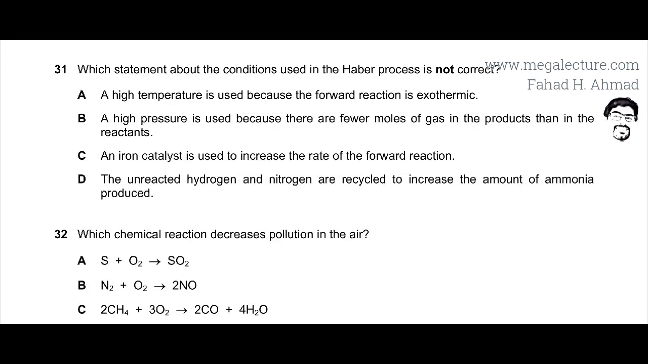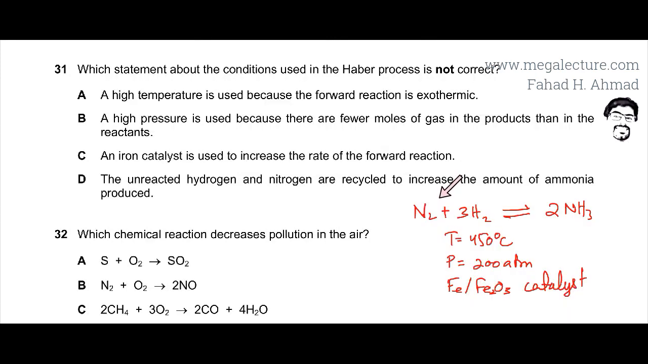The following question reads that which statement about the conditions used in the Haber process is not correct? So this here is your Haber process where nitrogen and hydrogen react and they produce ammonia. The temperature is 450, pressure is 200 atmospheres, and you have a catalyst in the form of iron or Fe2O3. So which statement about the conditions used in the Haber process is not correct?